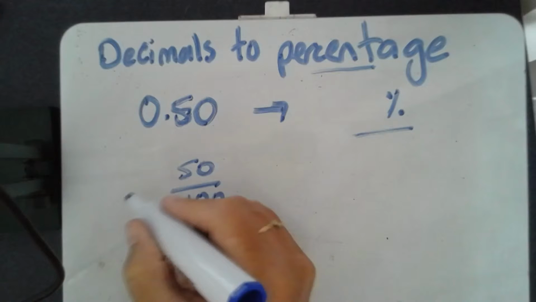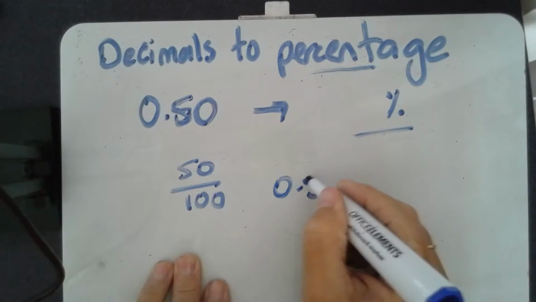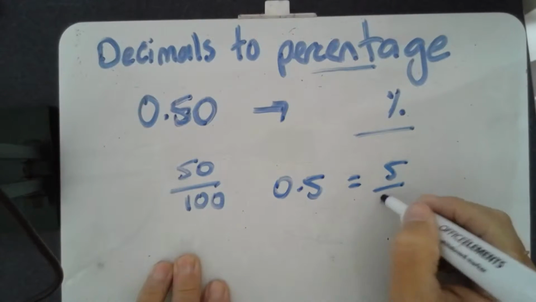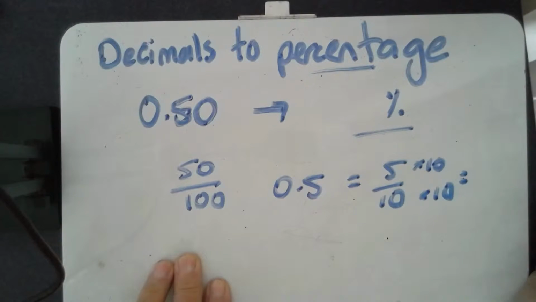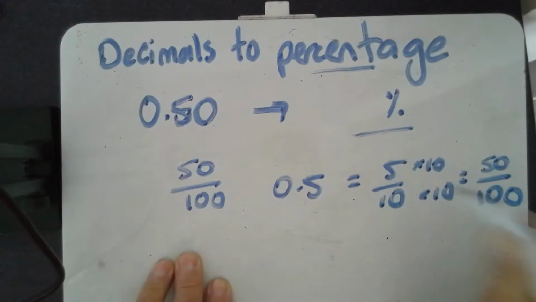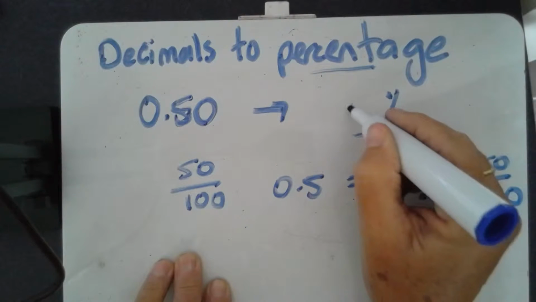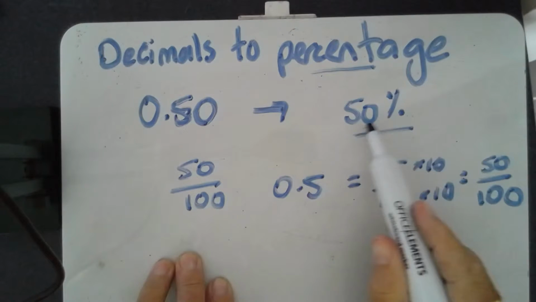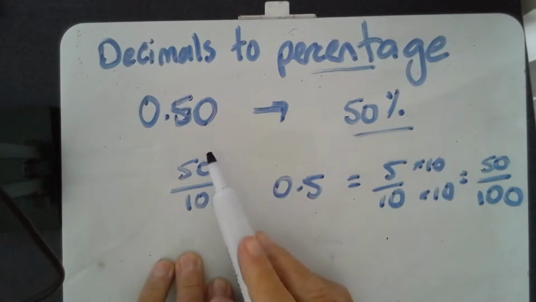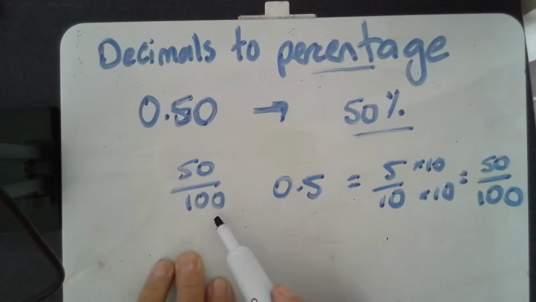We know that it was written as 0.5, which is 5 tenths, but if we multiply the top and the bottom by 10, we'd have an equivalent fraction, and it would be 50 out of 100, or 50%, because percent means out of 100. So 0.50 is 50 out of 100, which equals 50%.